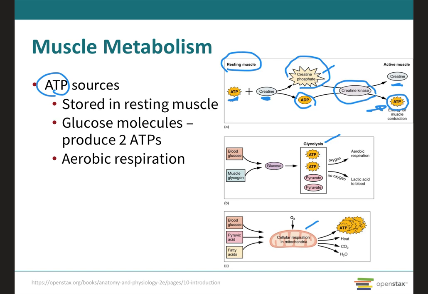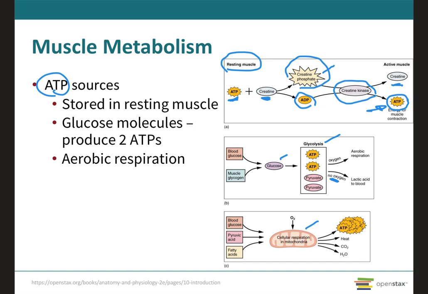So glycolysis, as we can see over here, is an anaerobic process, which means that it's not oxygen dependent, and it will break down glucose or sugar to produce ATP. However, glycolysis cannot generate ATP as quickly as creatine phosphate. So this means that the switch to glycolysis will result in a slower rate of ATP availability to the muscle.